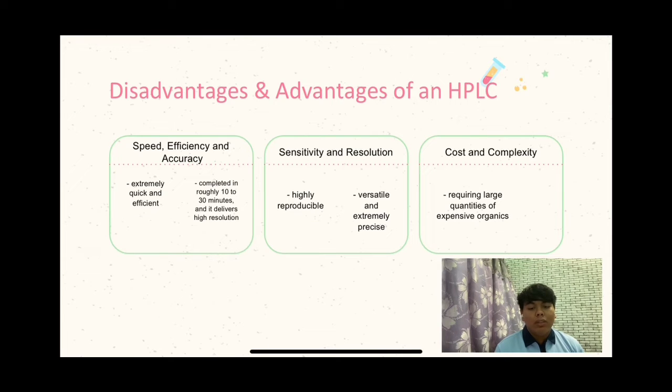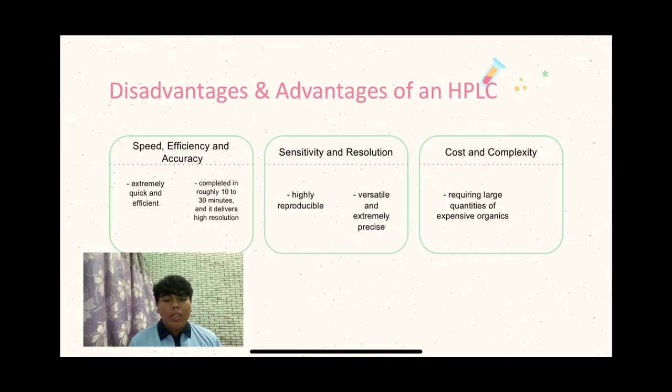Next is sensitivity and resolution. In general, HPLC is versatile and extremely precise when it comes to identifying and quantifying chemical compounds. With many steps involved, the precision of HPLC is largely down to the process being automated and therefore highly reproducible. Despite its advantages, HPLC can be costly, requiring large quantities of expensive organic solvents.